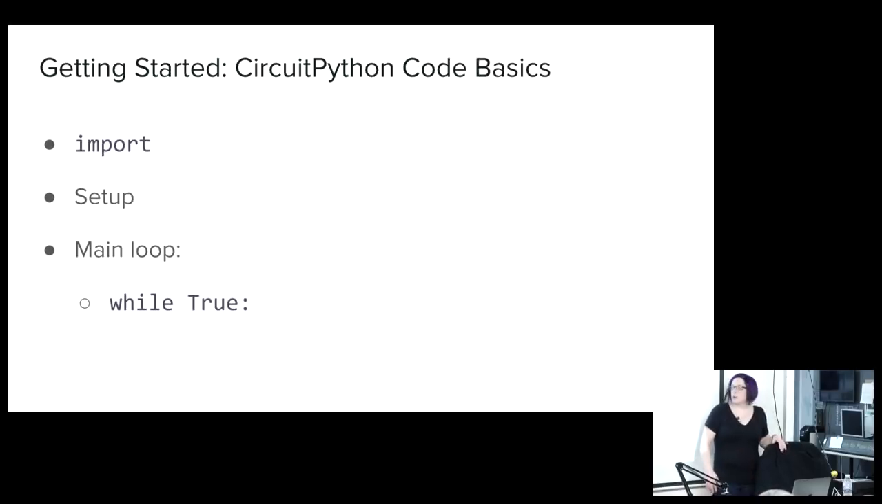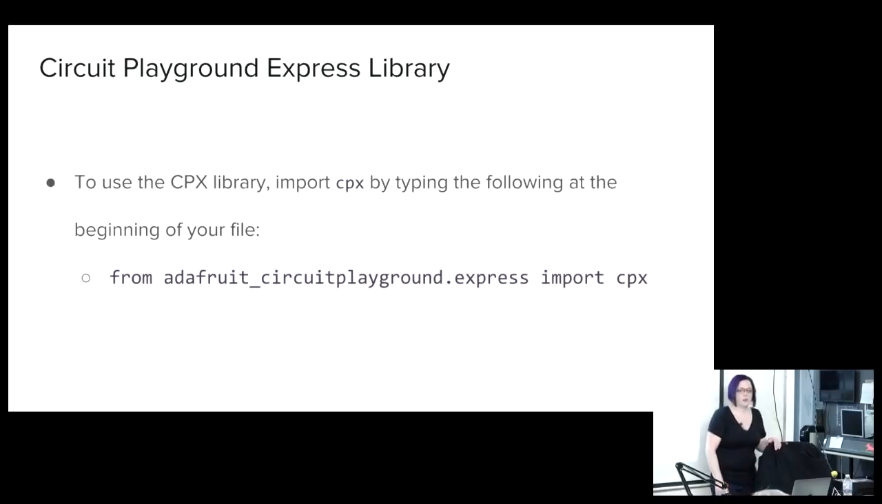So, CircuitPython code basics. You're going to have an import statement at the beginning that imports the libraries you're going to use. You're going to have any setup lines, where if you're using a library for something specific, there will be the setup, and then you're going to have your main loop or your main code, and it may involve a while True loop. I will explain all this when we actually get to coding, because the Circuit Playground Express library, which is what we're going to be using, does all the setup for you.